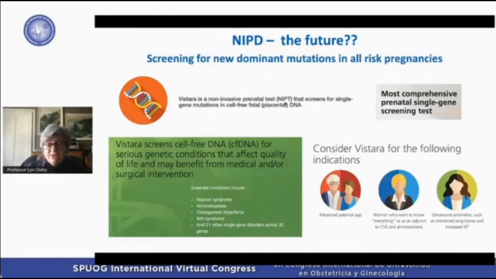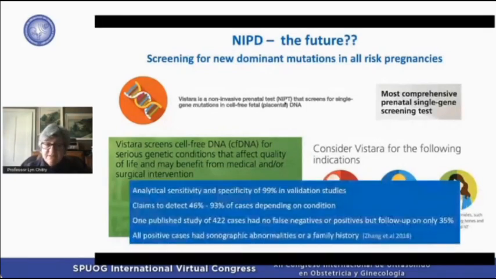You may have come across it yourself, but I would be cautious of using it because whilst the analytical sensitivity and specificity is reported as 99% in validation studies, it only claims to detect about 46 to 93% of the cases, depending on the condition. So parents need to be aware that this is not a universal screening test, and it will not detect all cases of any one condition.